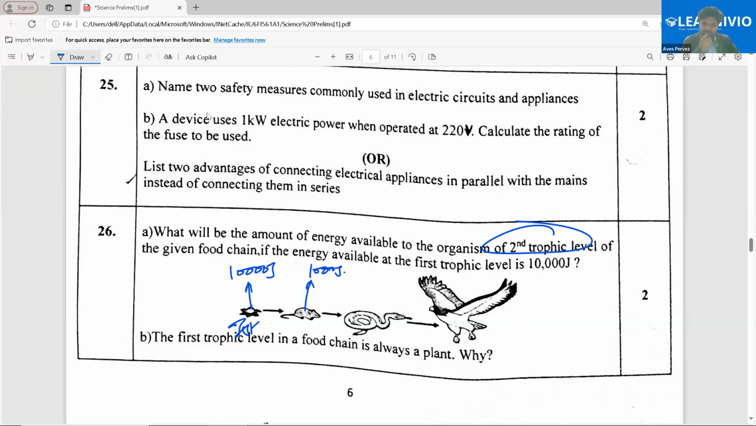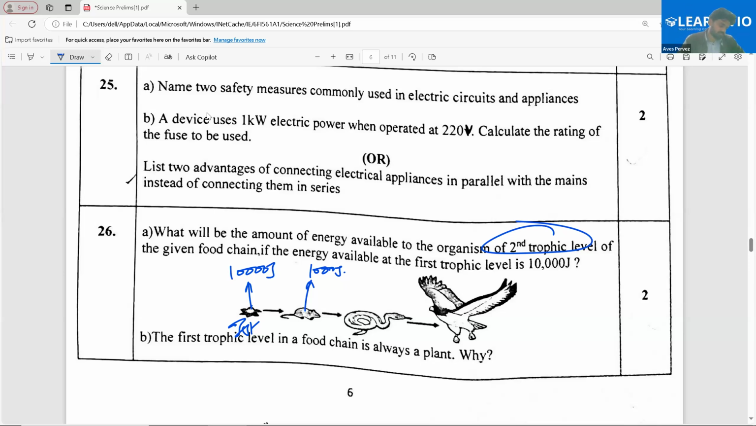What will be the amount of energy available to the organism of the second trophic level of the food chain? If only 10% of the energy is passed on and the first level gets 10,000, then yes, it is 1,000. The first trophic level of the food chain is always a plant. Done. Then the case study questions.